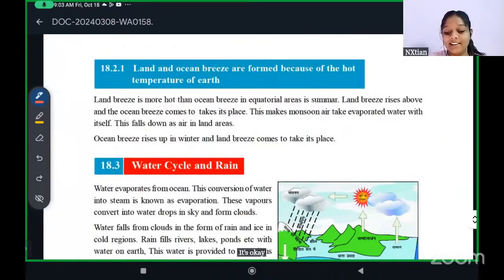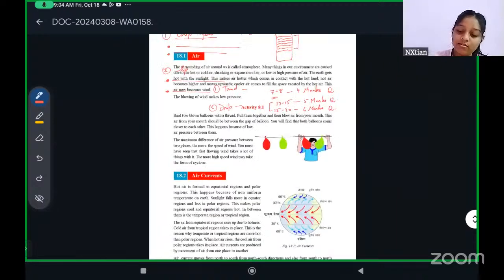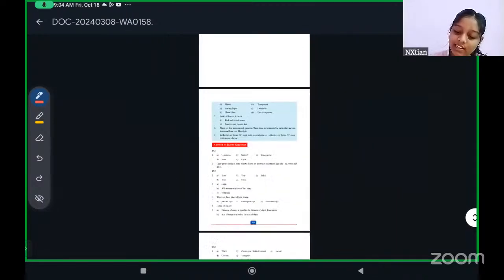Next week, we'll start with 18.2.1. Test of chapter 14 of science will be on Tuesday. Math class will be there at 8:30, and then the science test will be there in the afternoon. What is the chapter name, ma'am? I think it's the electric current.